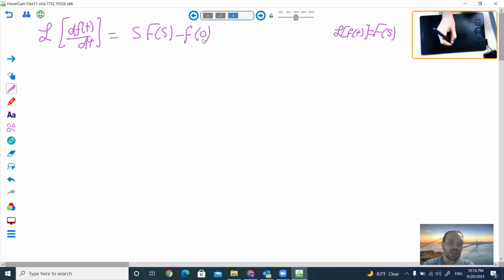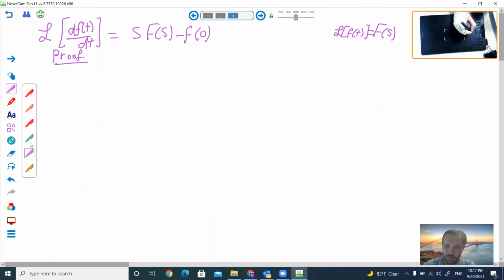What does it mean? It means that you get the function in time, f of t, and replace each t with 0. So now we have to prove this result. How to prove? So the proof will be as follows.